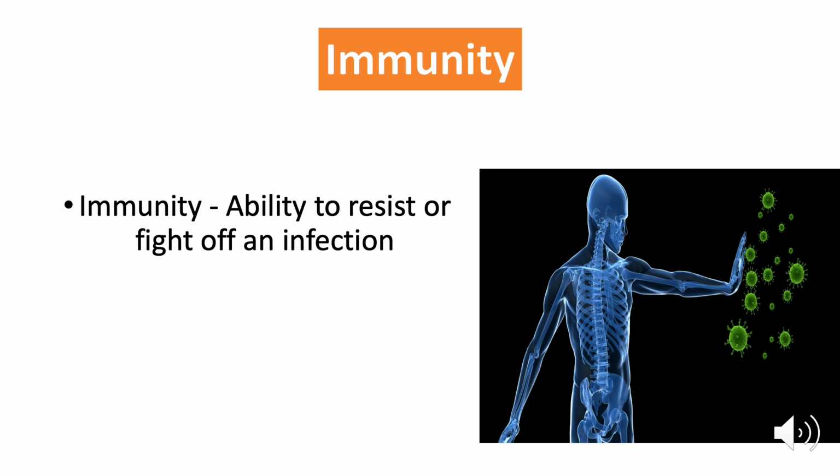So the point is, all of the components of the immune system will provide us the state of what we call immunity. And immunity is the ability of the body to resist or fight off an infection. If the body cannot resist the infection, then you call that the state of susceptibility. If you can resist the infection, you are said to be immune. If you can't, then you are described to be susceptible.